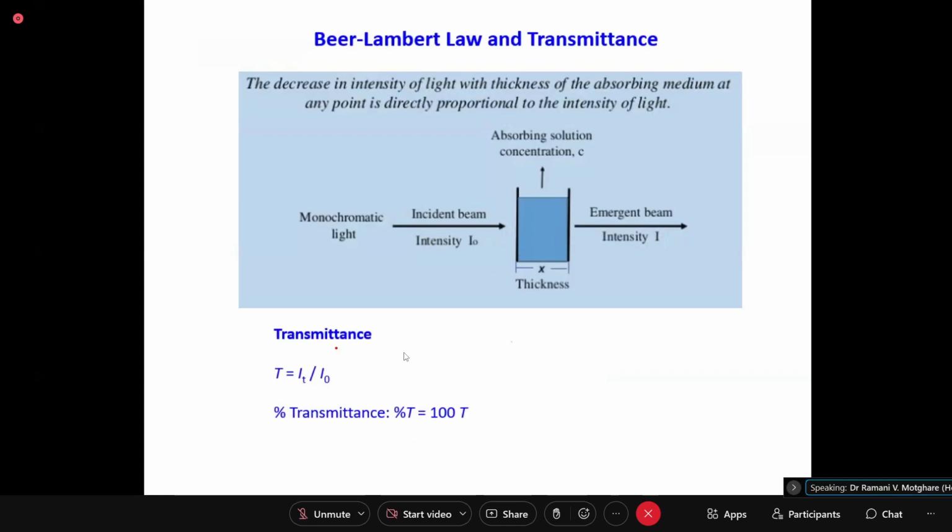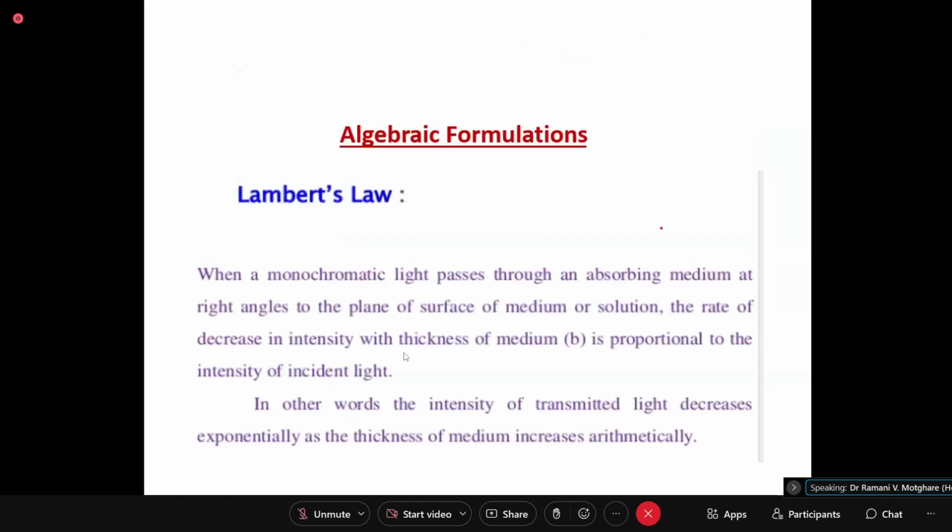And we see that you have to use a monochromatic light, that is light of a single wavelength. When it is incident, depending on the thickness, the intensity of transmitted light will change. So that is Lambert's law. When a monochromatic light passes through an absorbing medium at right angles to the plane of the surface of the medium or solution, the rate of decrease in intensity with thickness of medium is proportional to the intensity of incident light.